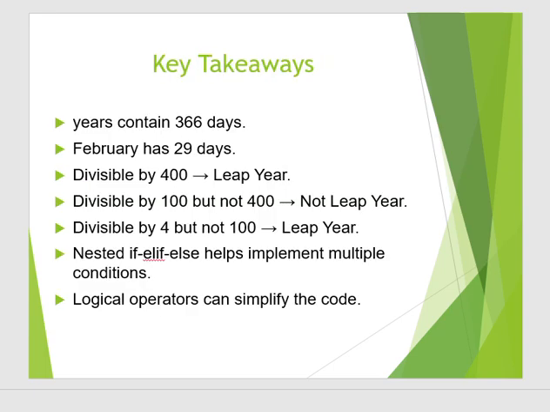Now there are some key takeaways which you should take with you. A leap year contains 366 days, and February has 29 days. This has nothing to do with computer science or IP, but you should know: divisible by 400 is a leap year, divisible by 100 but not 400 is not a leap year, divisible by 4 but not 100 is a leap year. Nested if-elif-else helps implement multiple conditions. If you want to go with multiple conditions, you need to have if, elif and then else, and logical operators can simplify the code. So these are the key takeaways.